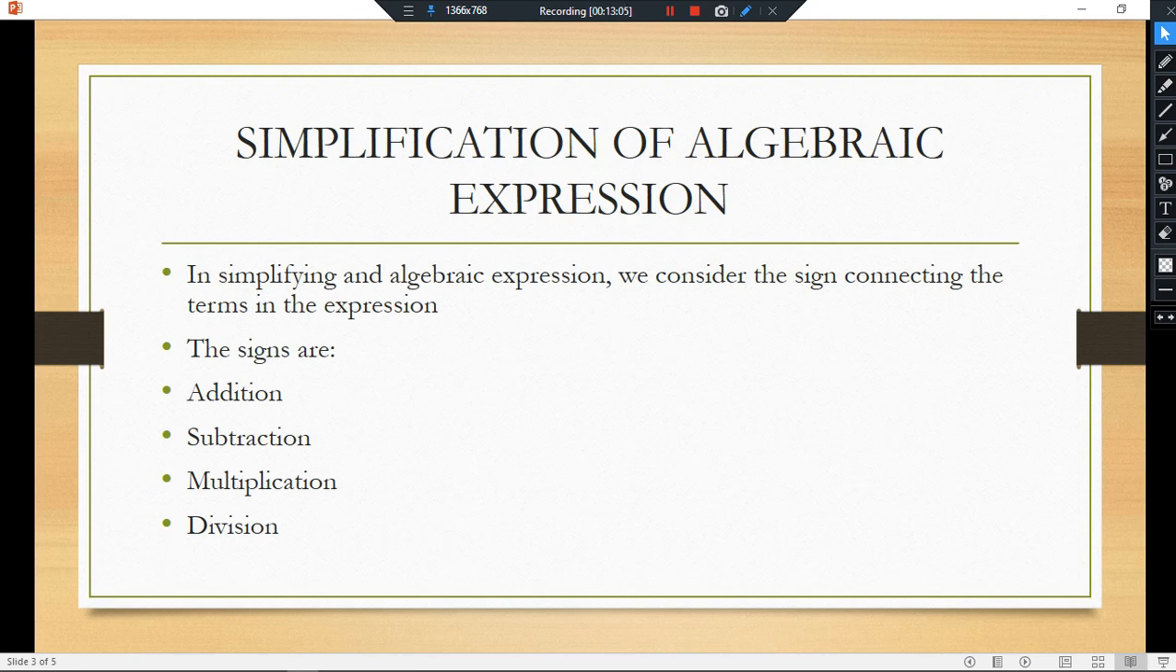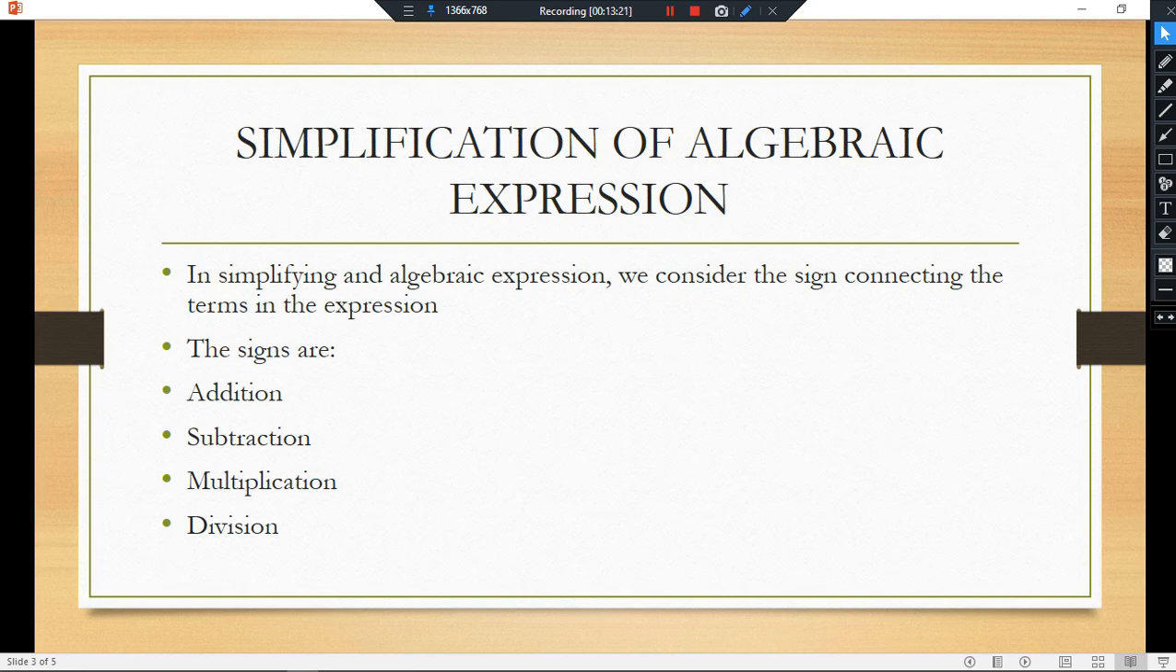The addition sign is popularly known as the plus. The subtraction is popularly known as the minus. And multiplication is a continuous addition. Division is a continuous subtraction.